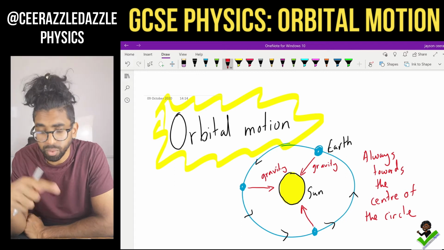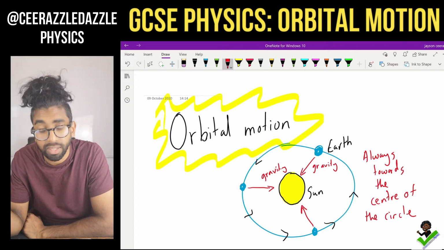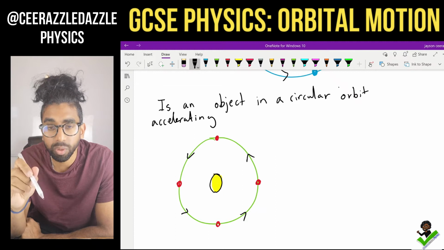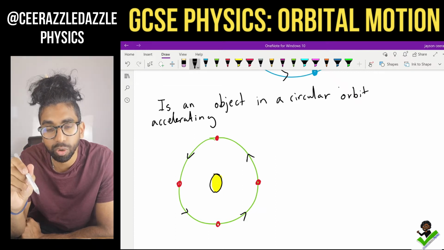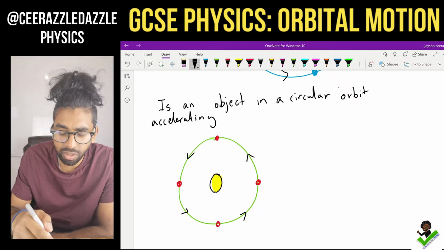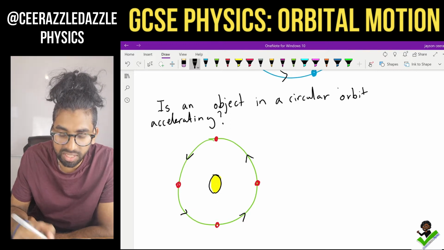Right, let's look at another example and let's try and discuss what's happening. Let's start off with the following question. Is an object in a circular orbit accelerating?